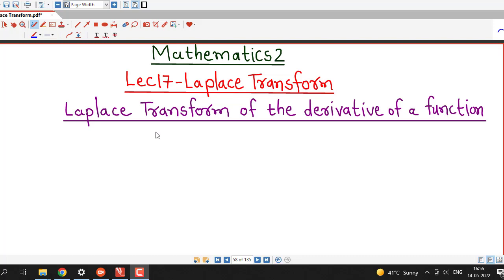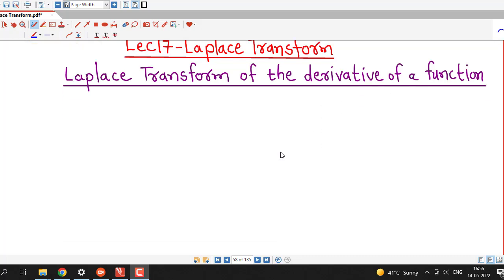Hello friends, I welcome you in lecture number 17 on Laplace transform. In this lecture we will discuss the formula for Laplace transform of the derivative of a function. So we will see how to find out Laplace transform of a derivative of a function.